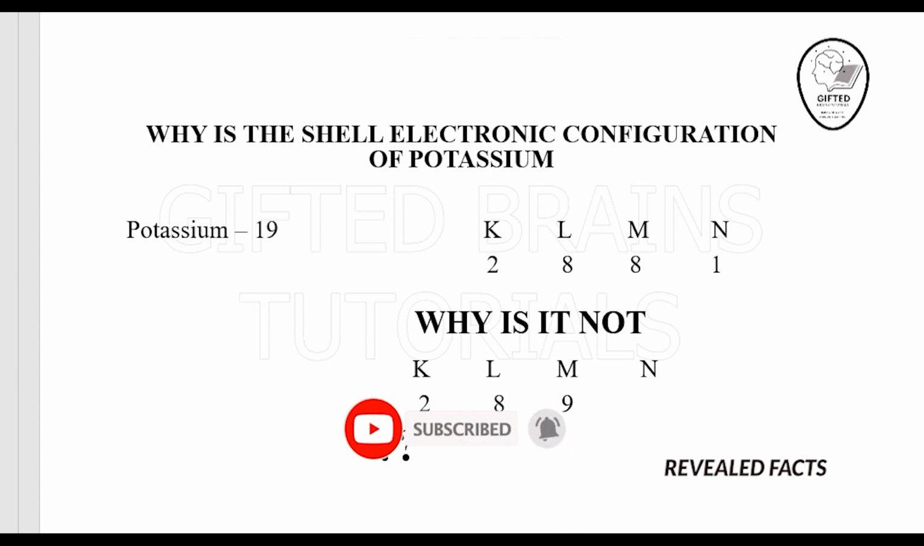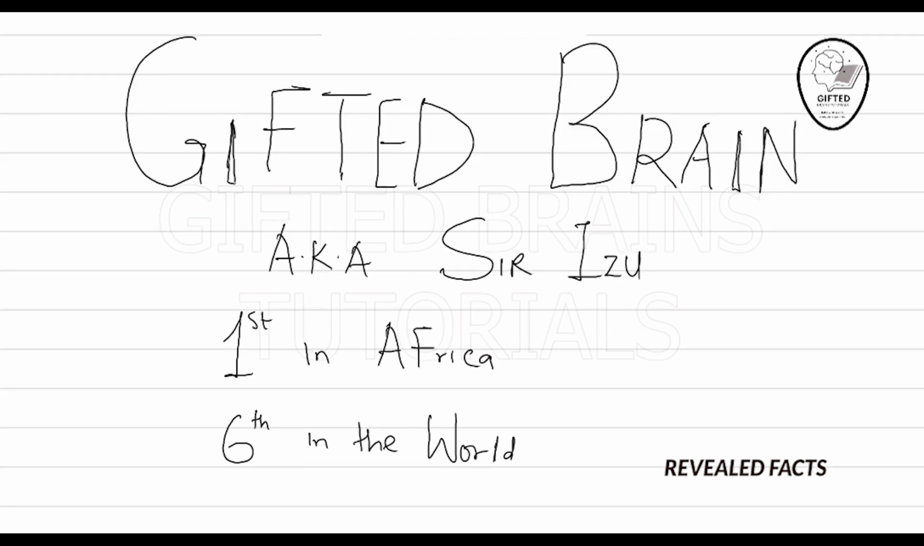I came across this question in my secondary school, and my teacher told me to just assume it is 2, 8, 8, 1. But that never made sense to me. This moment, I'll be answering this important question this morning. This is Gifted Brain, aka Saizu, first in Africa, sixth in the world.